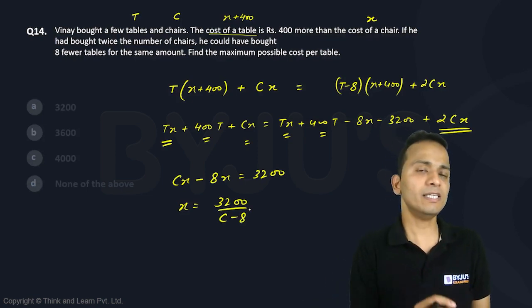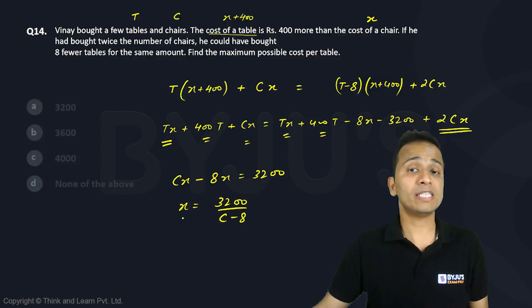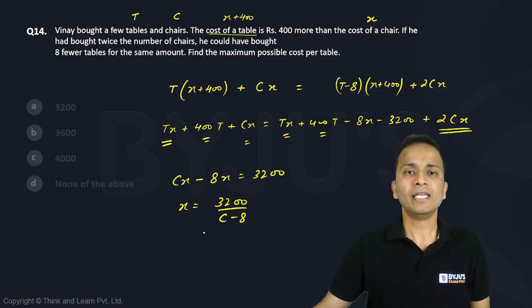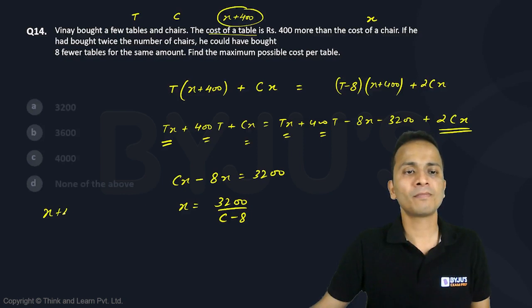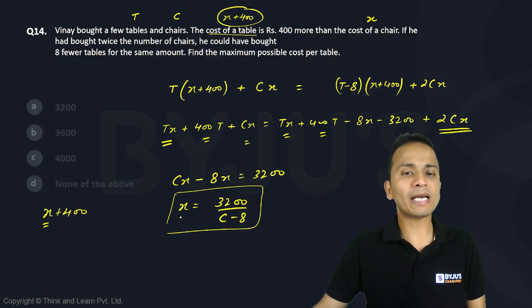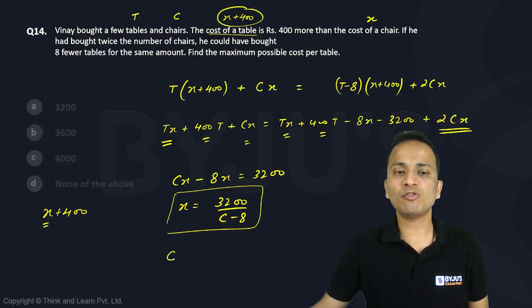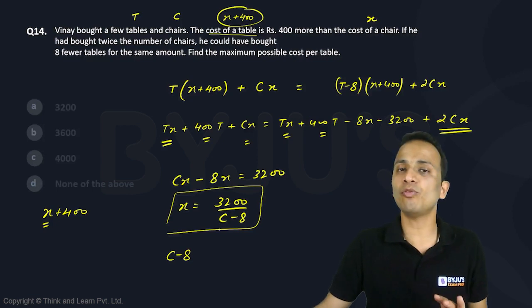Now what is C? C is the number of chairs. So the number of chairs has to be an integer, one thing. All right. What is X? X is the cost of a chair and it has to be a positive number. Okay. Now we have to maximize the cost of a table, that is, maximize the value of X plus 400. To maximize the value of X plus 400, I have to maximize the value of X. In this expression, if I want to maximize the value of X, I have to minimize the denominator on the right hand side. So I have to minimize the value of C minus 8, right? And the value of C has to be greater than 8, then only the value of X will be positive.